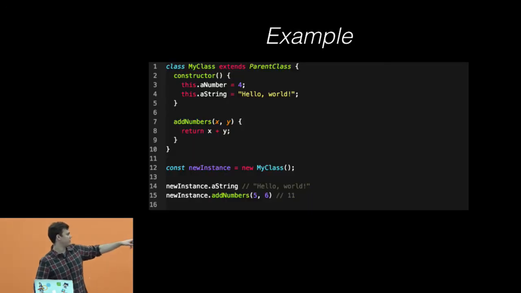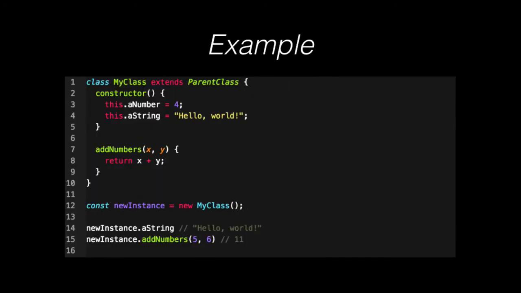So if you look at this example class, my class extends parent class. What that extends word means is that there's another class called parent class that this class is also getting some information from. And it doesn't really matter what that parent class is for the purposes of this illustration. But a couple of things I want to call out here. This method called constructor is something that is called immediately when this new instance of my class is instantiated or made.